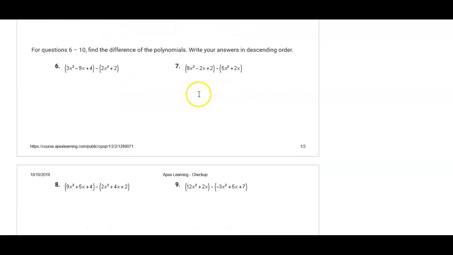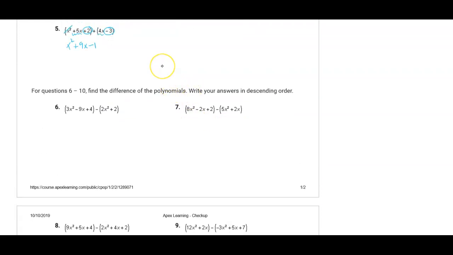So adding polynomials is pretty straightforward. Subtracting, or the difference between two polynomials, right, is not that much more difficult. A lot of times what I like to do, I'll do it two ways. I'll do this first one the way we did the examples up above. I have 3x squared minus 9x plus 4, and I'm going to distribute that to get minus 2x squared minus 2. Then I'm going to combine like terms. 3x squared minus 2x squared would give me 1x squared. Negative 9x, so minus 9x. Then plus 4 minus 2 would give me plus 2.